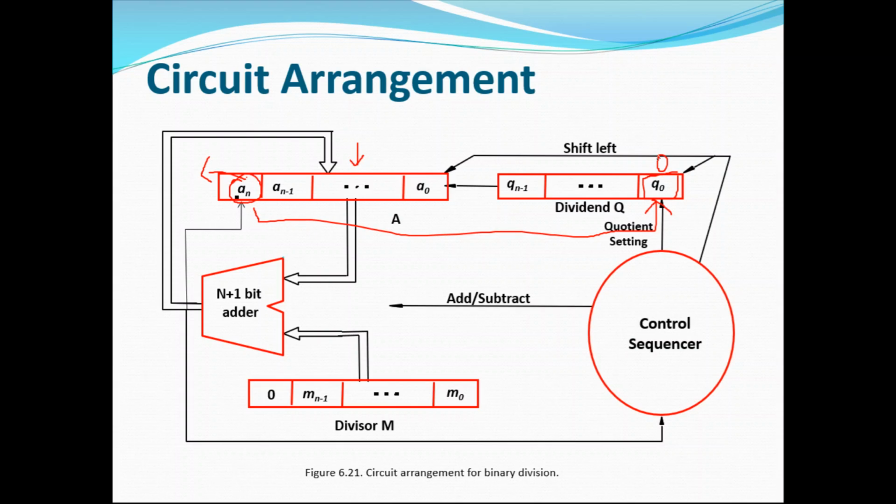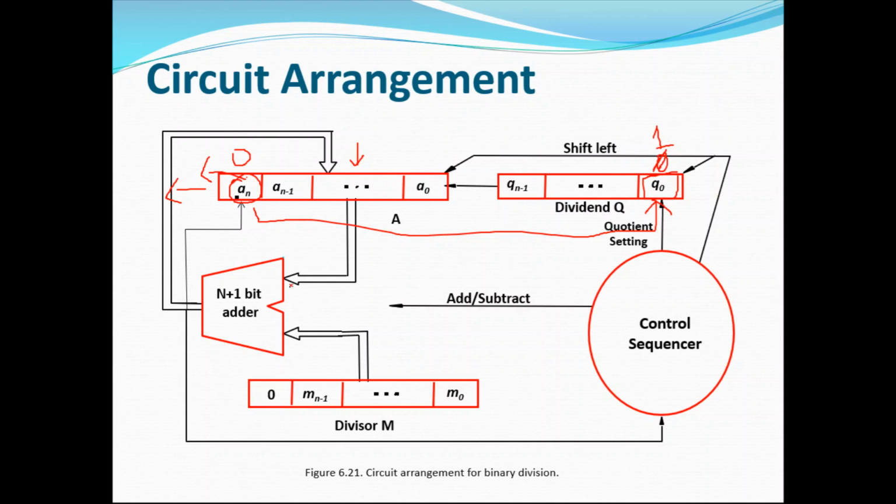Now we need not restore anything. If this bit is 0, then Q naught will become 1. Now we need not restore. Now again directly you left shift this entire thing by 1 and then repeat.